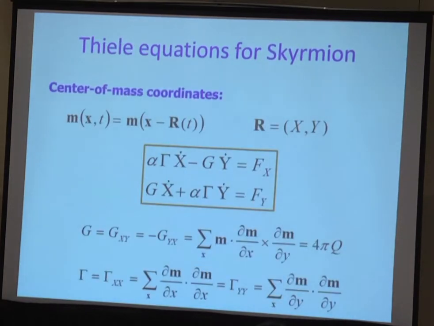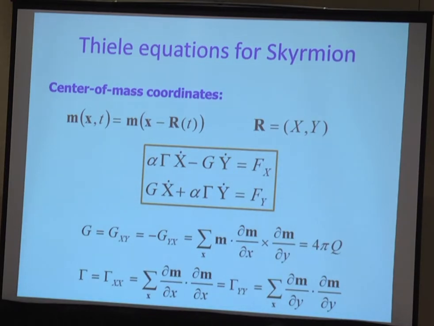Once again, these are the Thiele equations for the center of mass coordinates of the Skyrmion. If you forget about the dissipation, which actually is rather low, and you leave only these terms, what happens is that if you apply force in the x direction, you change the x component of momentum. But for a Skyrmion, the role of the x component of momentum is actually played by the y coordinate of the Skyrmion. So by applying field in the x direction, you start changing the y component, and the other way around.